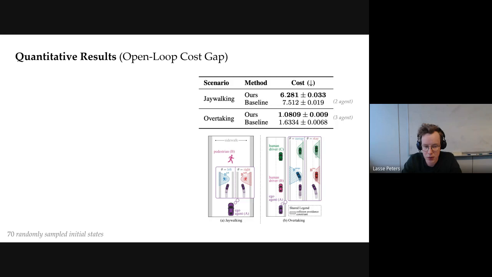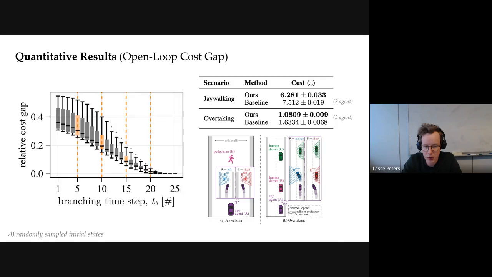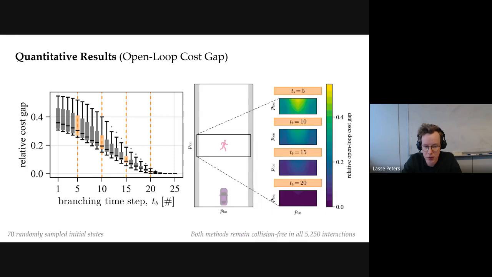And if we look at exactly how this cost is distributed as a function of the branching time, then we observe that for late branching, where the branching time equals the planning horizon, of course the gap is 0 because the methods are exactly equivalent. But then as we reduce the branching time, the gap is more and more pronounced in this open loop evaluation. And another thing that we may want to do is to look at how this gap is distributed spatially, and for that we have visualized the relative cost gap between the 2 methods at these 4 highlighted slices of the branching time. And so that you can see on the right.